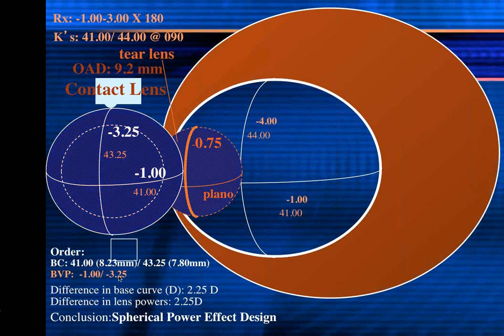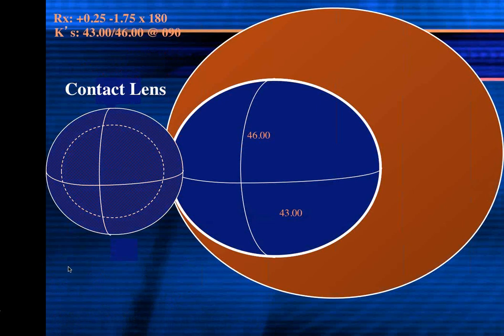And really all we have to do is order this. And the lab does all the work from then. They have the technology to correct for induced astigmatism. They can figure that all out, and obviously they make very good lenses today. Let's take one more that's a little bit different.